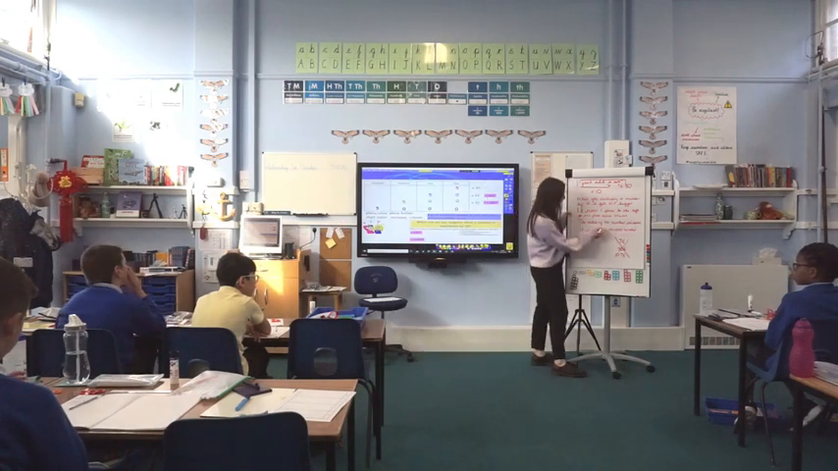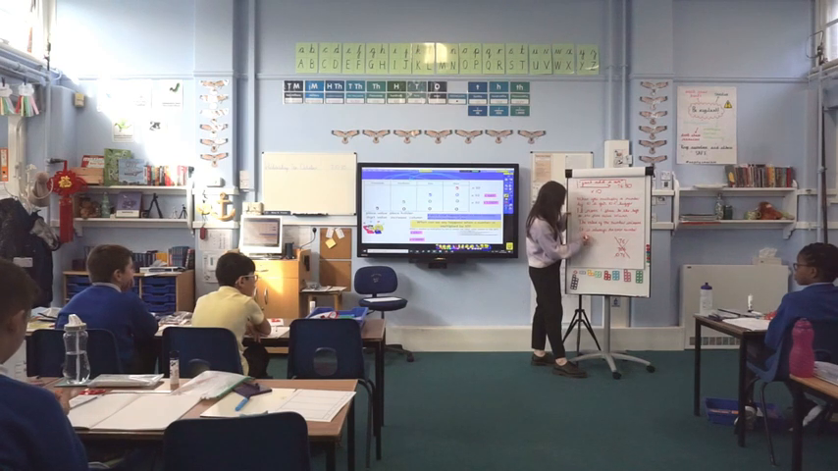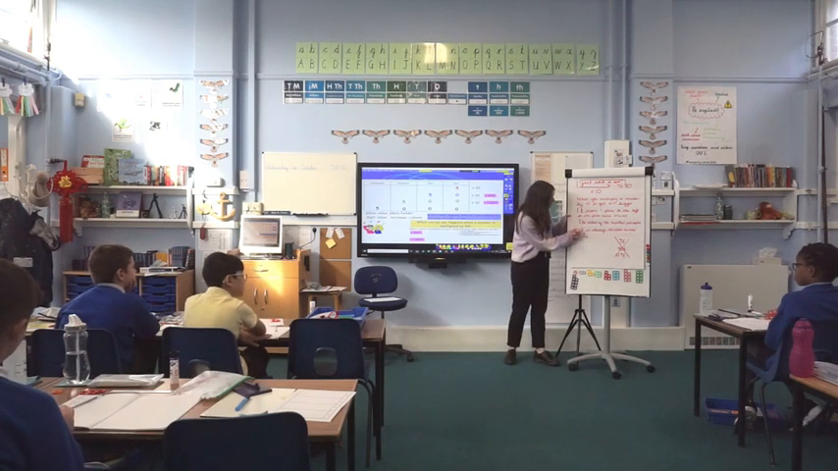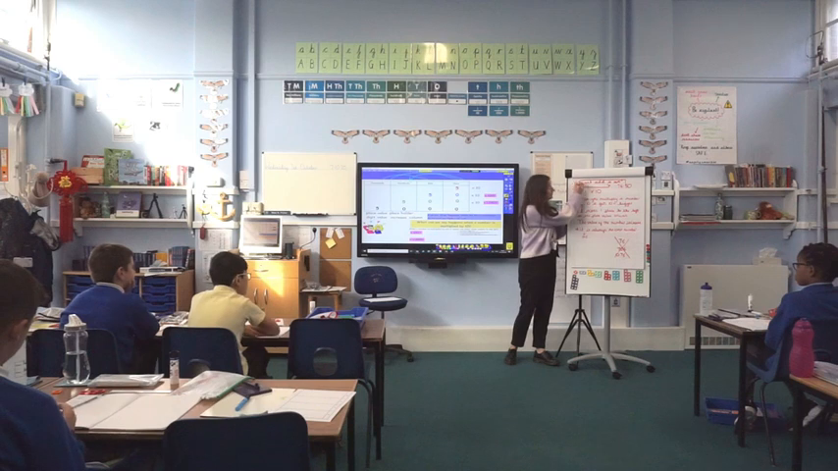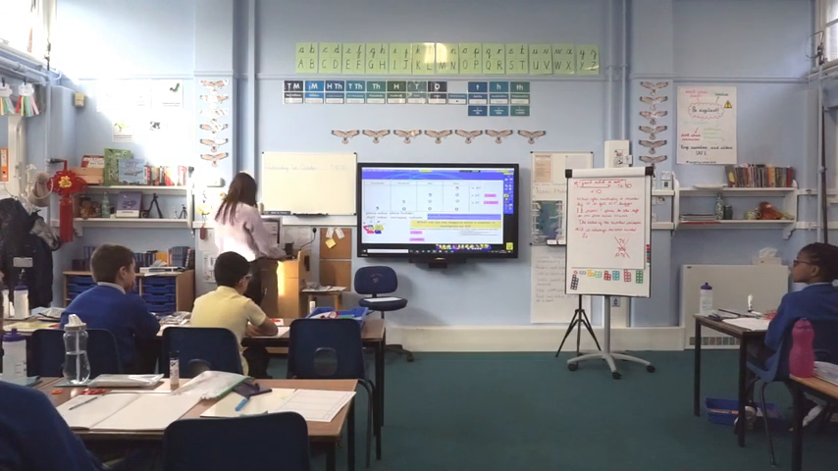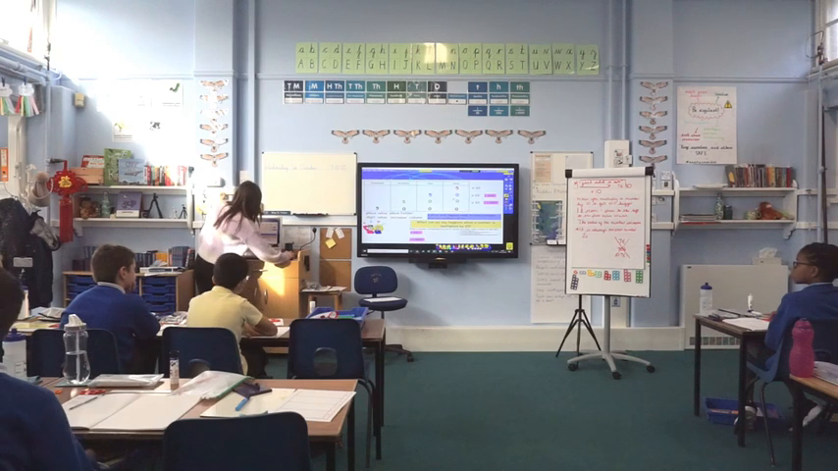Actually, this doesn't work if we're multiplying decimals as well. Ah, interesting. So actually, we've got some rules here that don't apply all the time. Brilliant. That would be a great reading opportunity, wouldn't it? Fantastic. So let's have a quick flick over here.